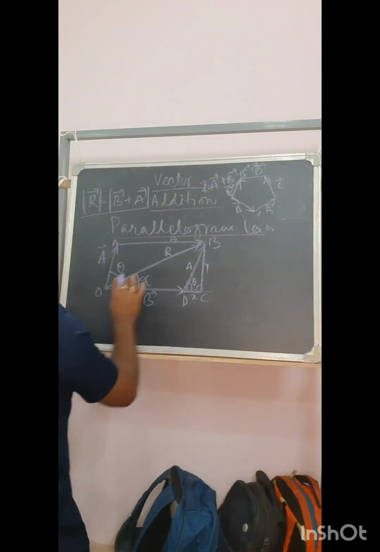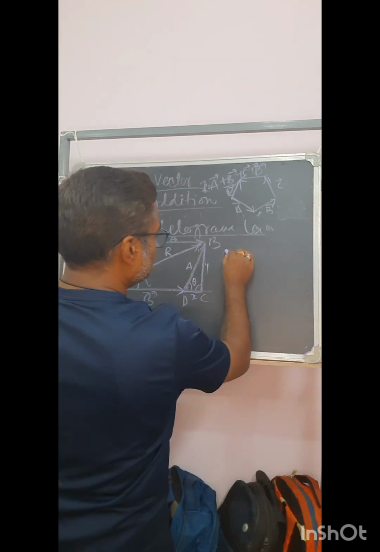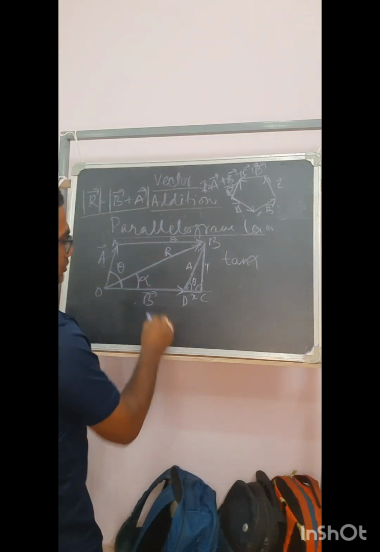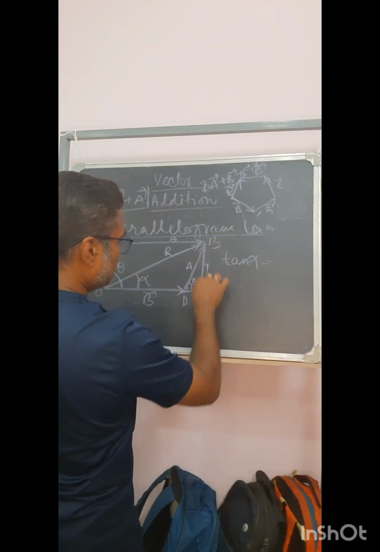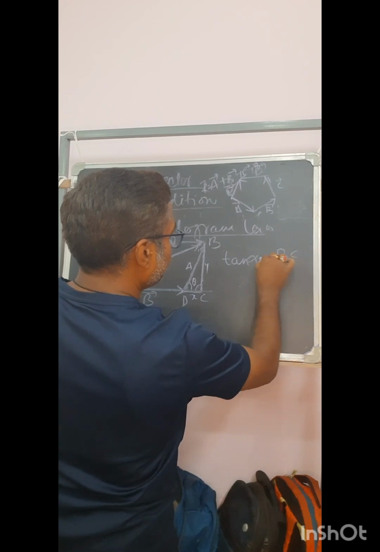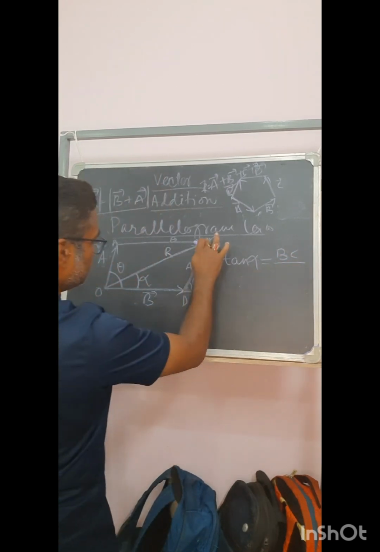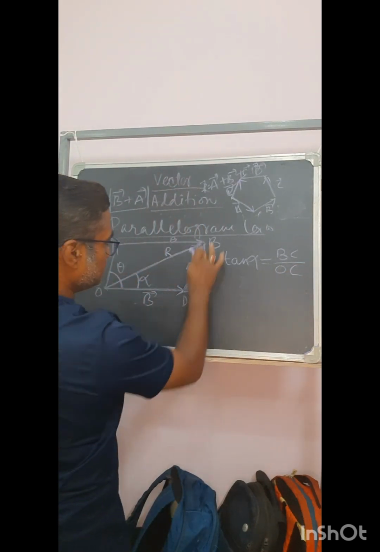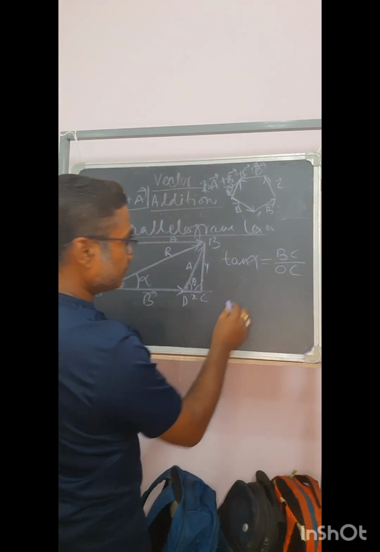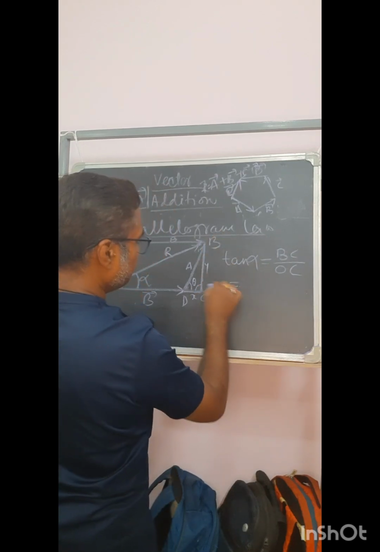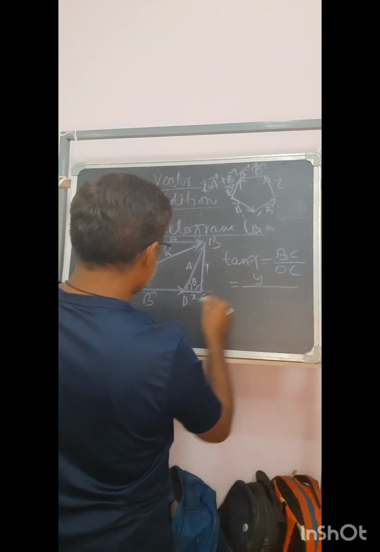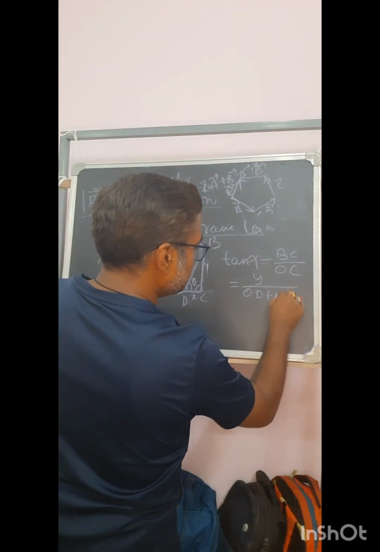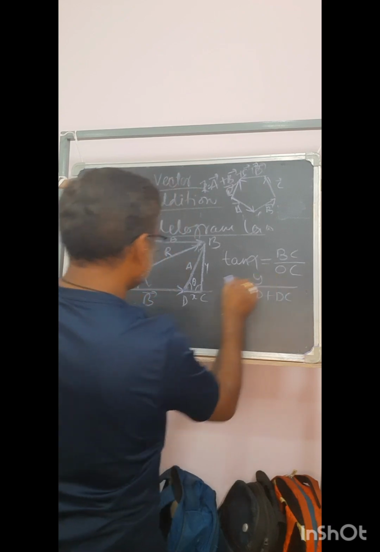For the angle also, because I know the slope of any vector is tan of alpha, that will give you the slope. So that is equal to BC over what? This BC by OC, isn't it? This is vertical by horizontal. So what is BC? BC is your y, and OC is equal to OD plus DC. So y is equal to what?